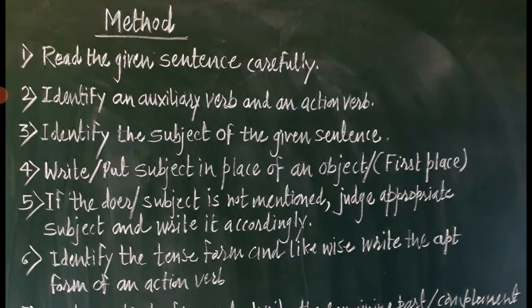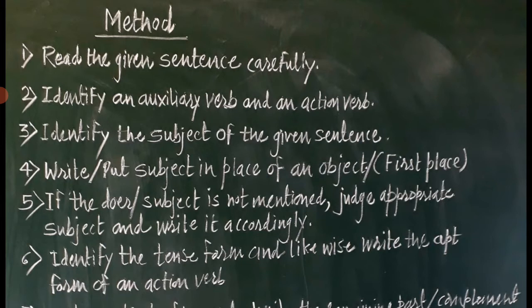Later on, identify an auxiliary verb and an action verb. Whenever you are reading a sentence, get a confirmed idea about the auxiliary verb, if it is there, and the action verb. Once you identify these things, identify the subject of the given sentence also.